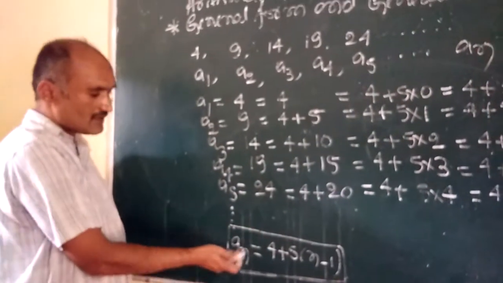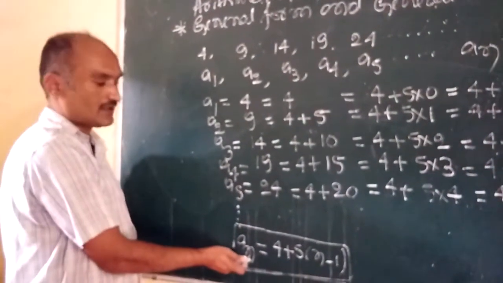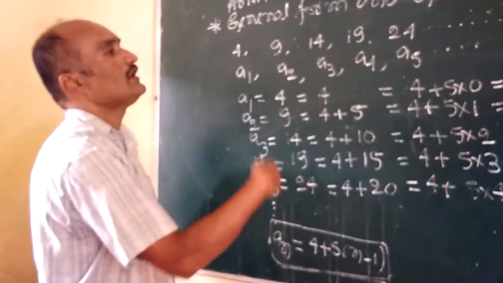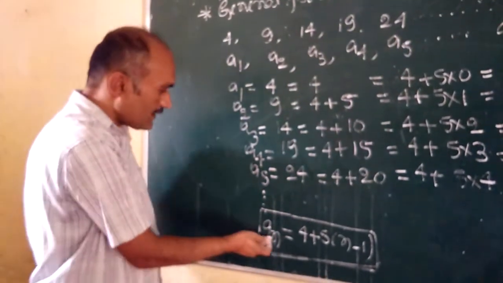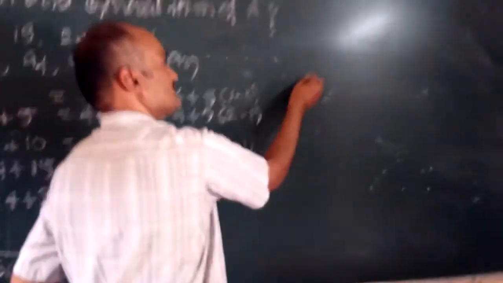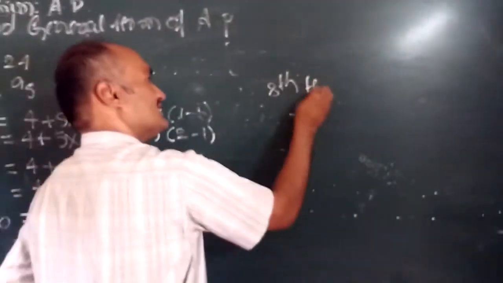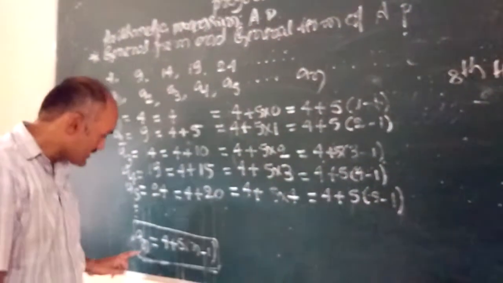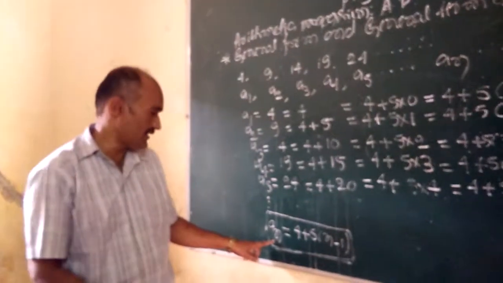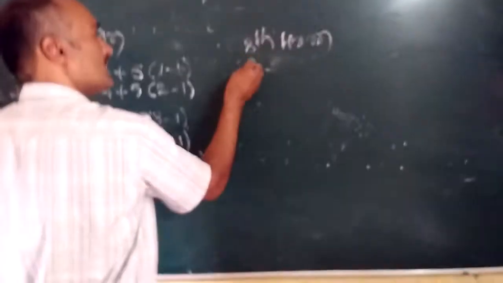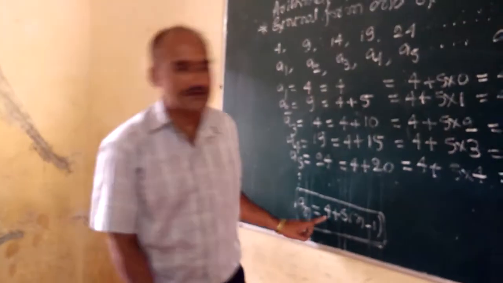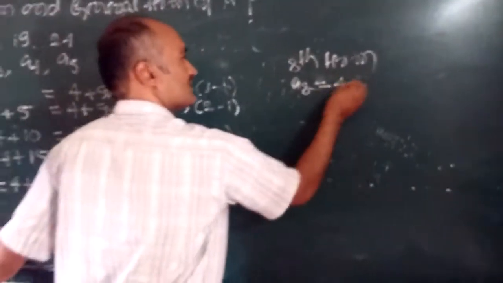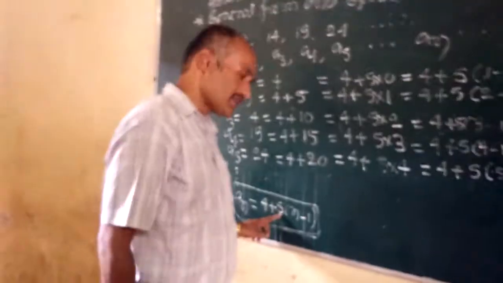By using this nth term or general term, we can find the 8th term also, or the 10th term also. Let us find the 8th term. What is the 8th term? That is A8. In place of n, you substitute 8. So A8 is equal to 4 as it is, no change, plus 5 as it is.